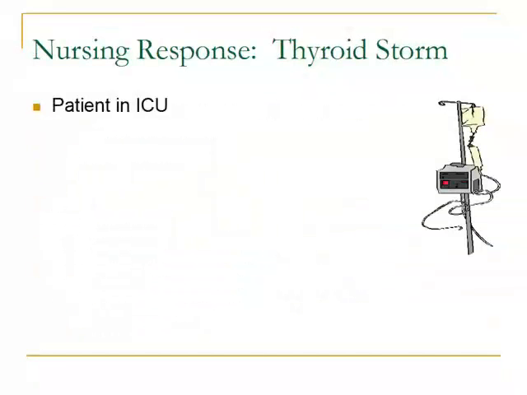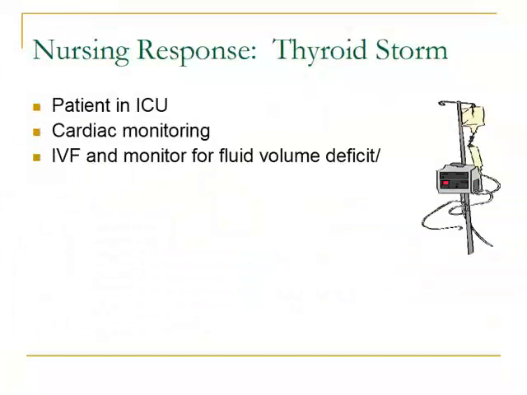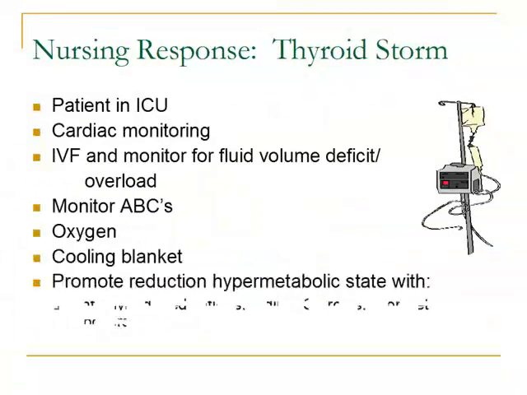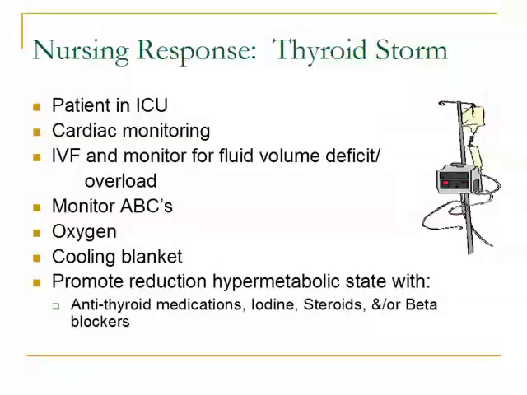So important interventions for these patients. They would also be monitored in an ICU setting on a cardiac monitor because they're at risk for arrhythmias that we've talked about earlier. The patients would need IV fluids. Typically they would be at risk for dehydration, so we need to watch for fluid volume deficit or overload issues. Watch the ABCs, keep the patient on O2. The patient can be put on a cooling blanket to help bring that temperature down and to regulate that hypermetabolic state they have.